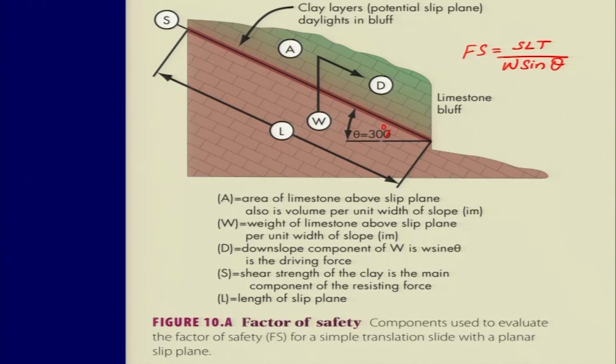So sin theta is this one, your angle here, and S is your shear strength, L is the length of the slip plane, that is your potential slip plane, and T will be the thickness of the material.